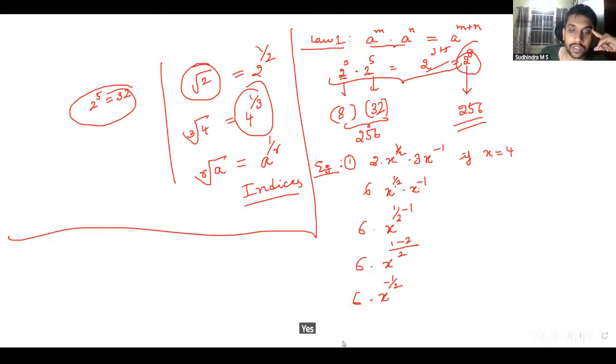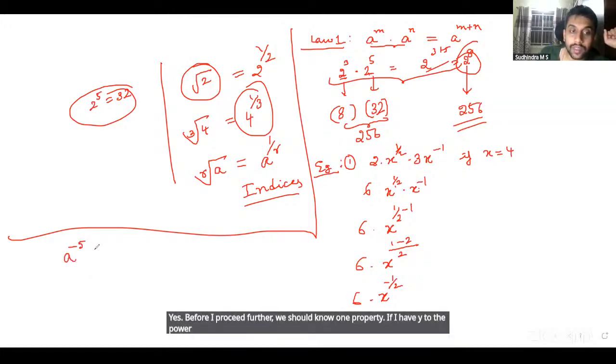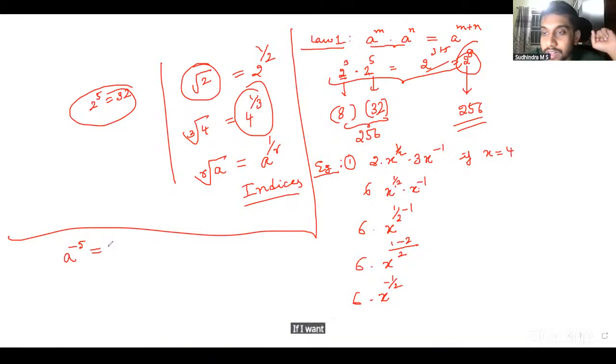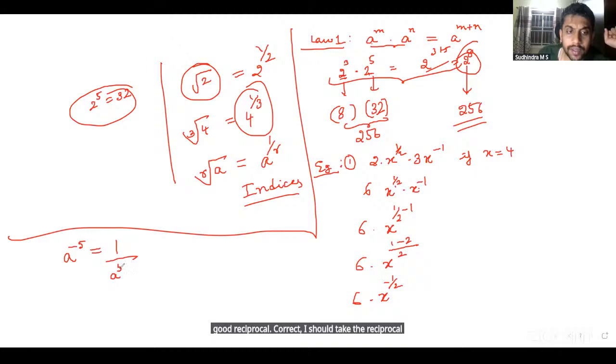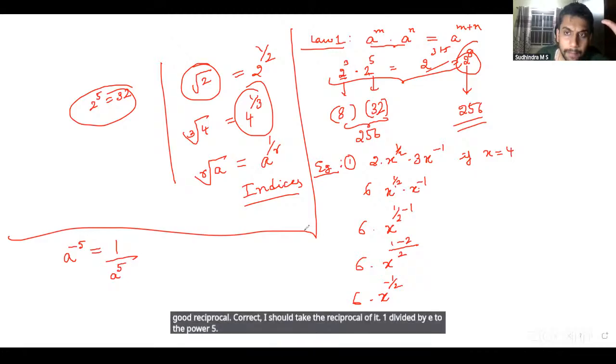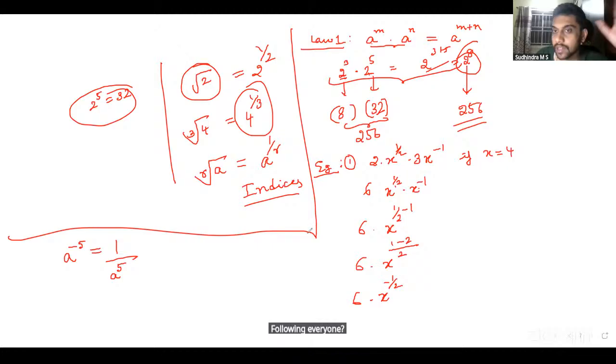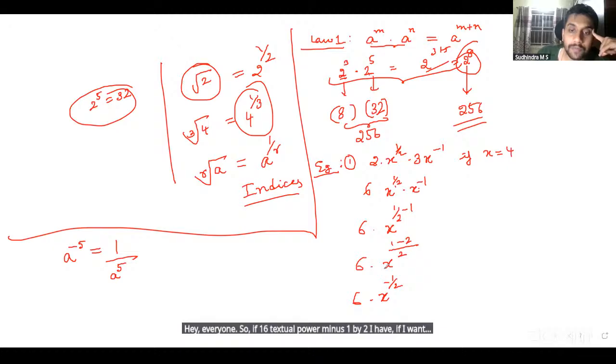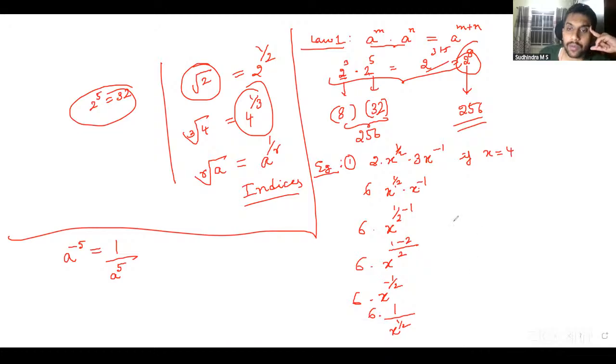Before I proceed further, we should know one property. If I have a to the power minus 5, if I want positive power, what should I do? 1 by a power... I should take the reciprocal of it. 1 divided by a to the power 5. Following everyone? Yes, sir. So, if I have 6 into x to the power minus 1 by 2, if I want positive power, I should take the reciprocal. 6 into x to the power 1 by 2, nothing but 6 divided by x to the power 1 by 2.